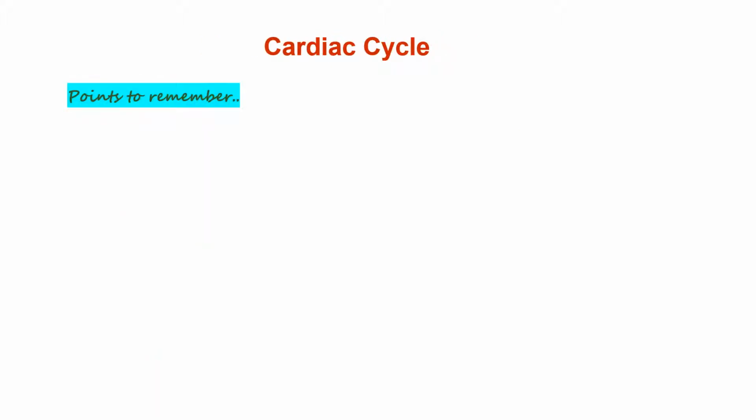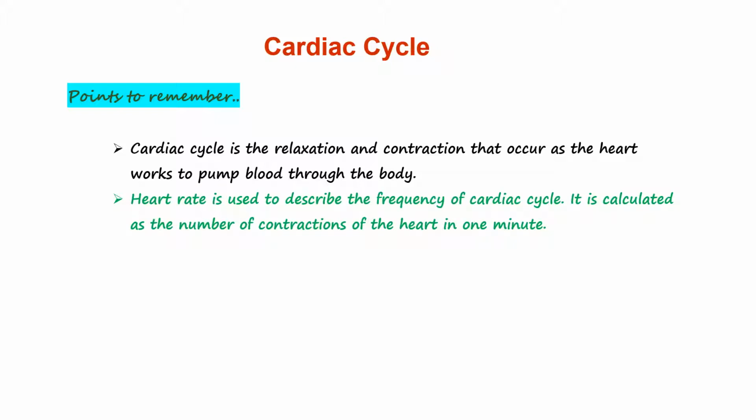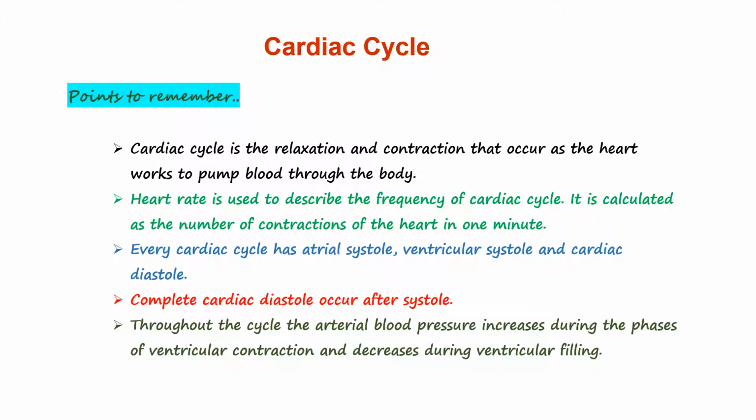The key points to remember are the cardiac cycle is the relaxation and contraction that occurs as the heart works to pump blood through the body. Heart rate is used to describe the frequency of cardiac cycle. It is calculated as the number of contractions of the heart in 1 minute. Every cardiac cycle has atrial systole, ventricular systole and cardiac diastole. Complete cardiac diastole occurs after systole. Throughout the cycle, the arterial blood pressure increases during the phases of ventricular contraction and decreases during the phase of ventricular filling.